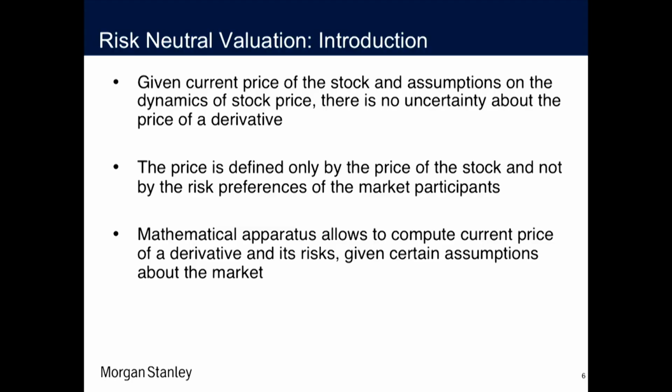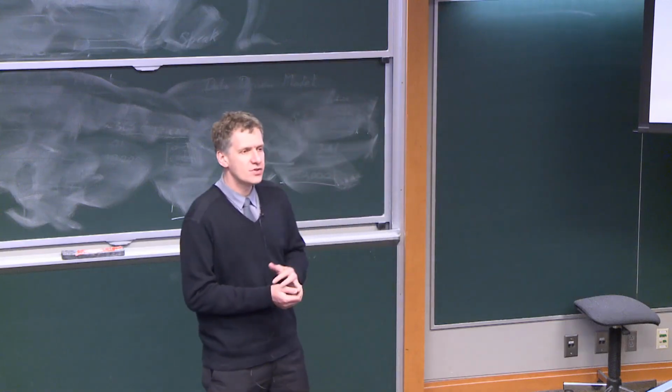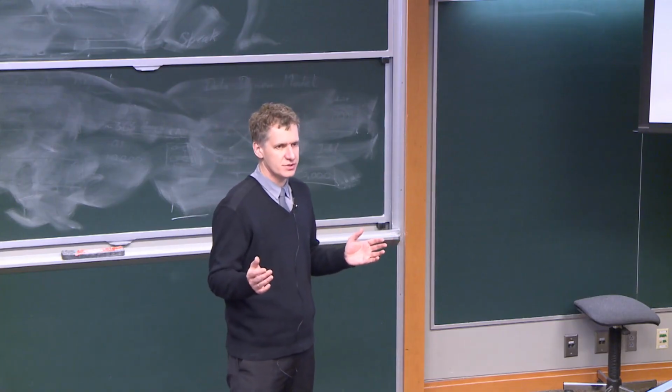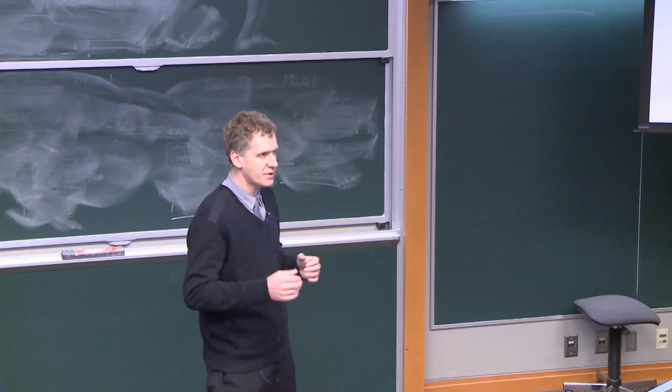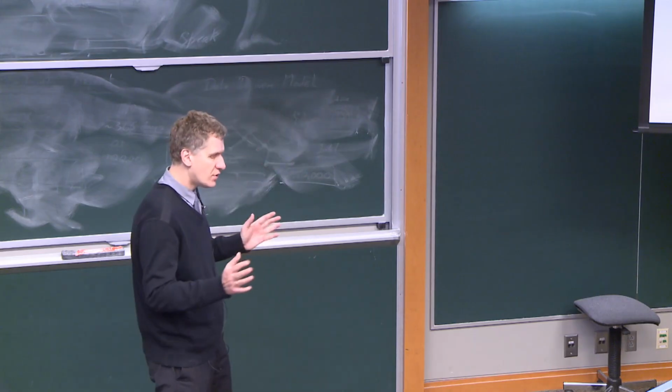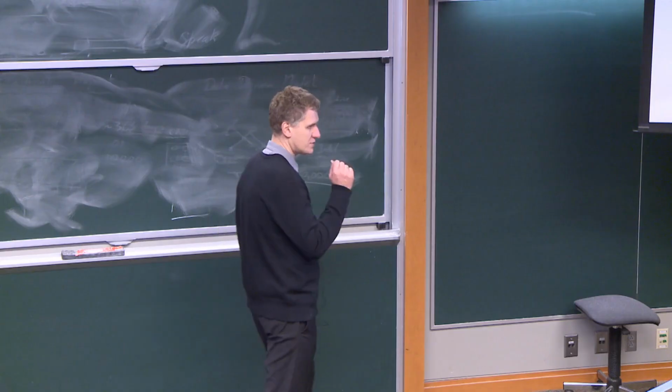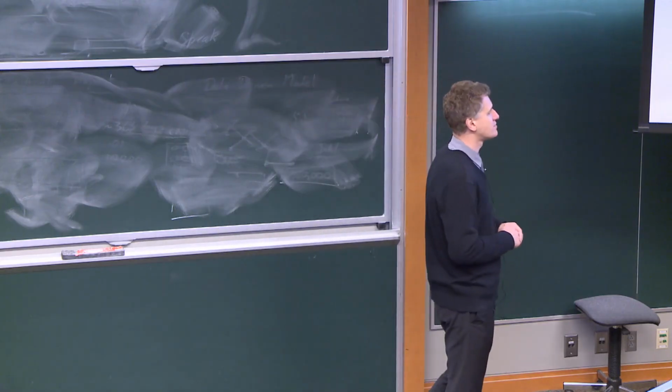Here are the 3 main points which we'll try to follow through the class. First of all, we'll see that if we have the current price of the underlying and some assumptions on how the market or the underlying behaves, there is actually no uncertainty in the price of the option. Obviously, if we fix the payout, right? So somehow there is no uncertainty. It's completely deterministic once we know the price of the underlying.